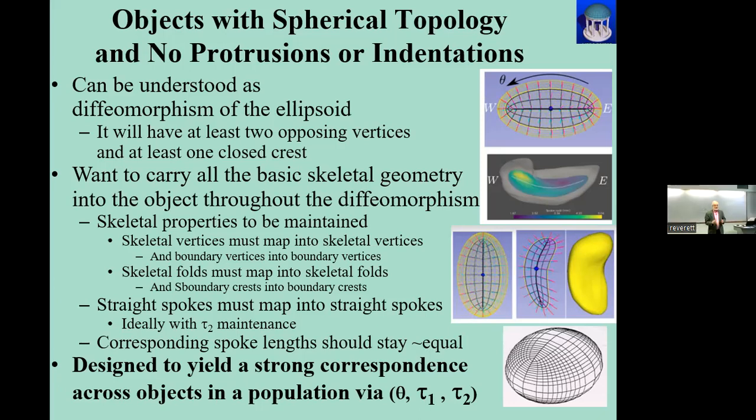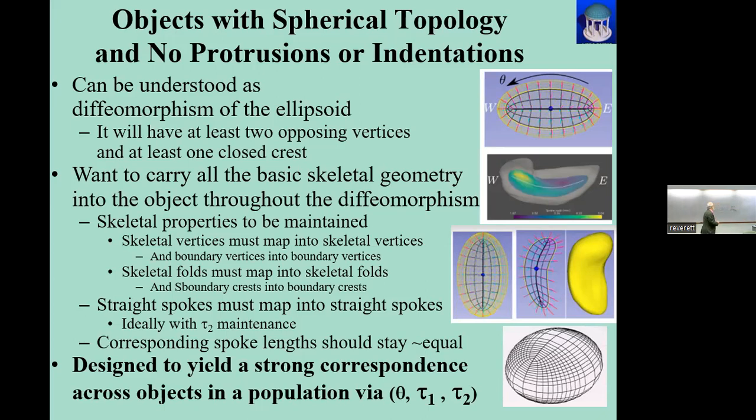Now consider an object that has had this diffeomorphism applied, and where we have made the boundary go onto the boundary, the crest go onto the crest, and the vertices go onto the vertices. You'd like something even more from the diffeomorphism. You'd like the onion skins to go onto the corresponding onion skins. So you'd like the tau 2 of an onion skin of one of these objects to go onto the tau 2 onion skin of the other.